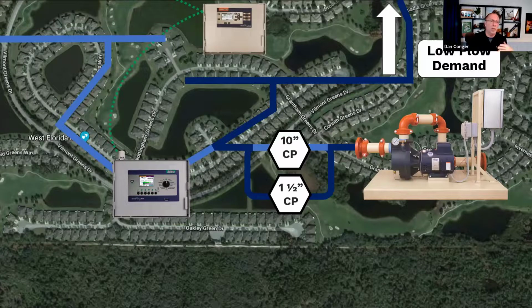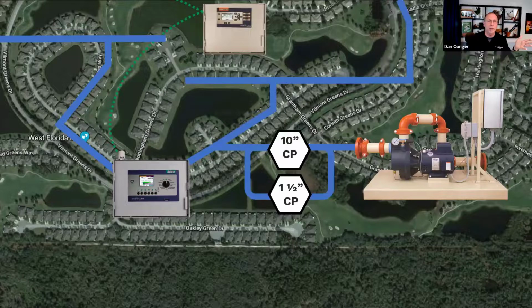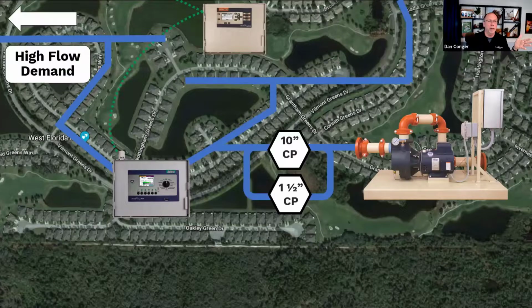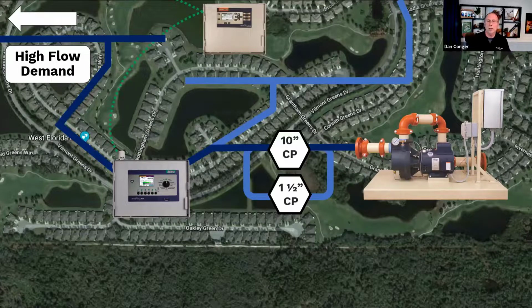Now we turn on the big guns and we're calling for 200 GPM. That immediately overwhelms that 1.5-inch control point, and then it will open the 10-inch, right? And then as the demand drops off, it will switch back to the 1.5-inch. So we can play that back and forth with control point grouping. Got to have the FlowStation involved in this one though to get this sophisticated. Absolutely. Yep.